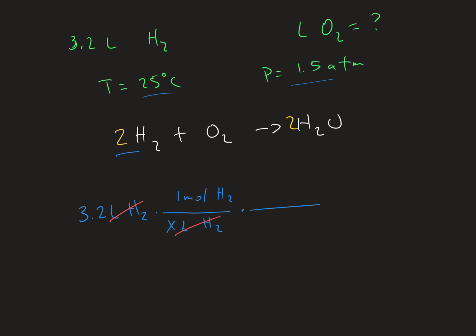What's the ratio of hydrogen to oxygen? 2 to 1, so 2 moles of H2 to 1 mole of O2. Now we have moles of O2, so keep going. Now we want to go to liters, right? If we have 1 mole of oxygen gas, do we know how many liters of oxygen gas we have? Is it 22.4? Because it's not standard temperature and pressure, right? So what is it? X. It's the same value as this. You with me?